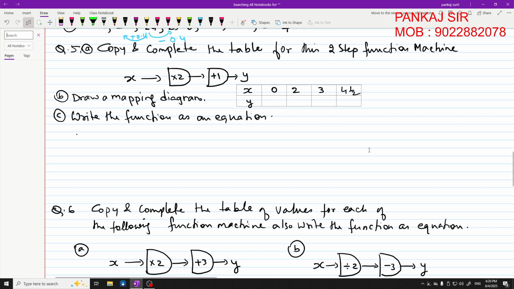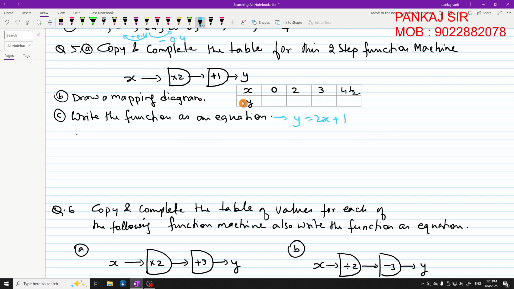Okay, now let us come to some questions based on functions. Copy and complete the table for the two-step function machine. Okay, so this is x. First function is multiplying by 2. So you get 2x. Then you add 1. So you get 2x plus 1. So write the function as an equation. So function as an equation is y equal to 2x plus 1.